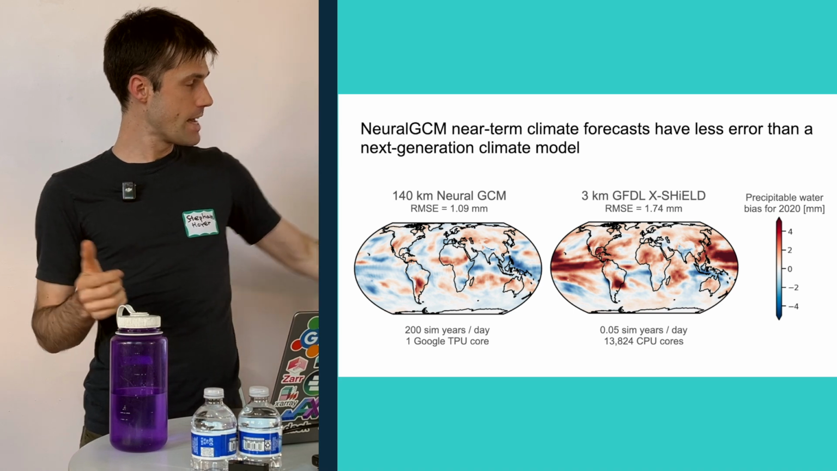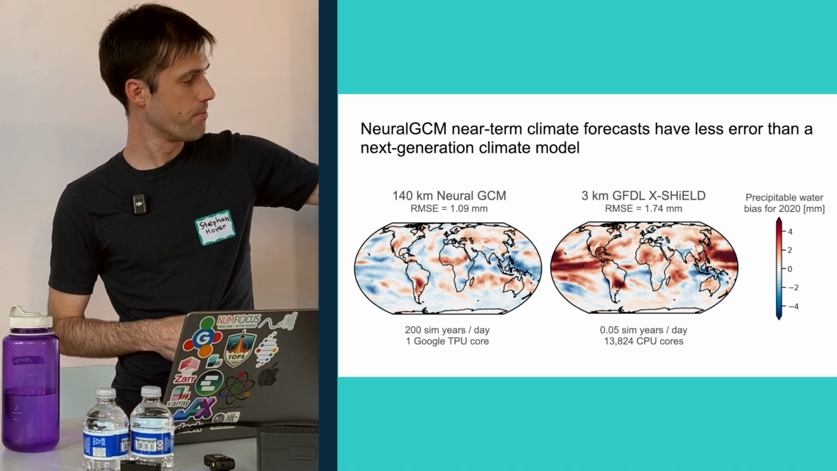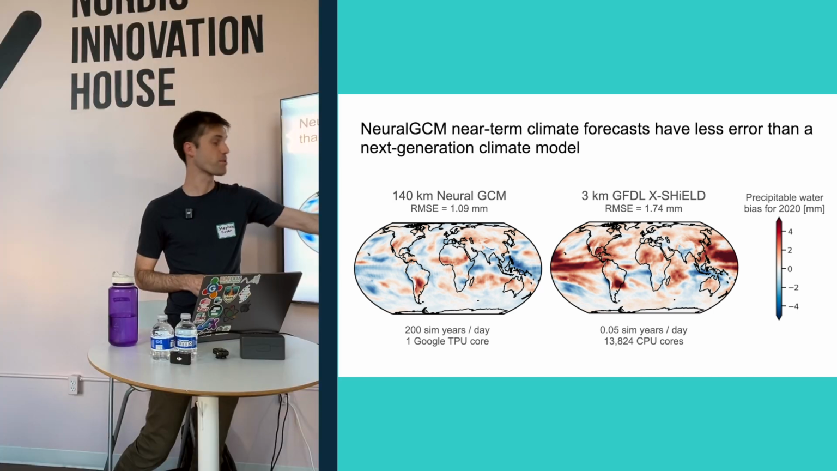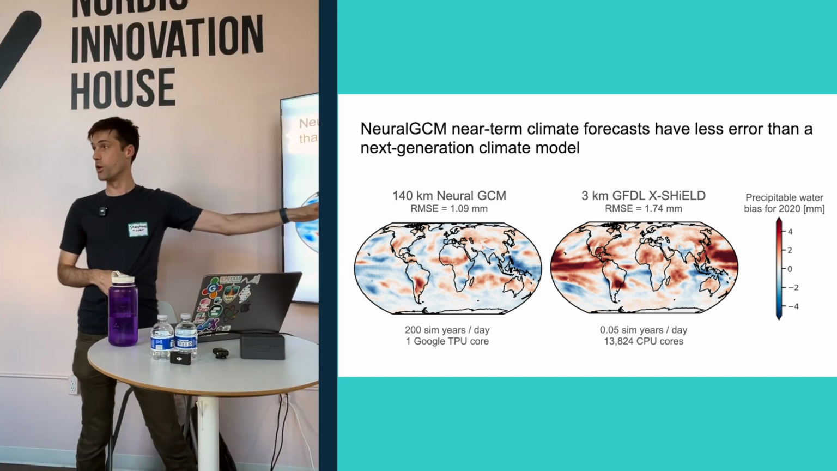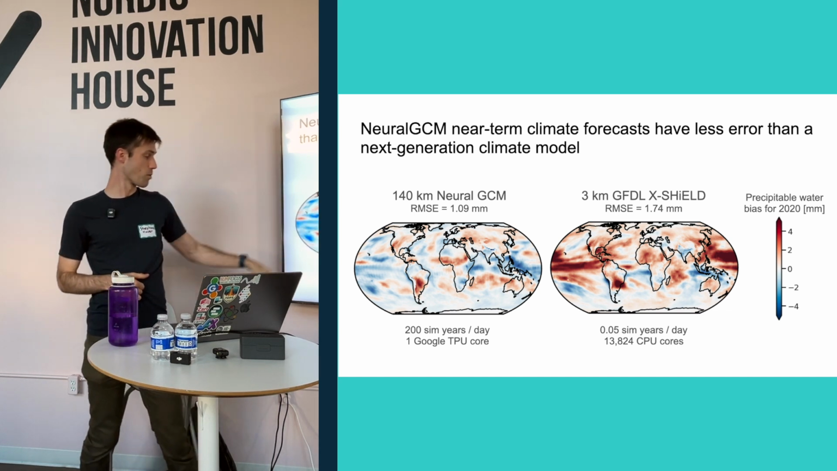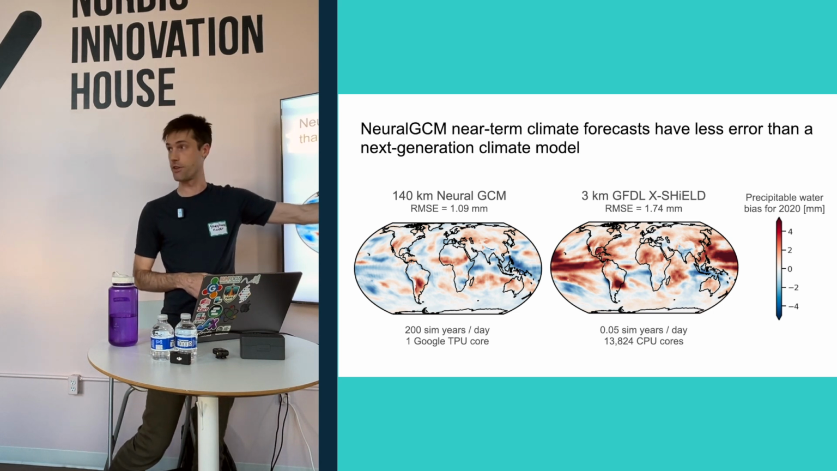And NeuralGCM can do this at about 20 simulated years per day. This other model does it at 5% of a year per day. So really slow. It takes a really long time. NeuralGCM is like 70,000 times faster. It runs on one Google TPU chip versus 13,000 CPUs. It's a pretty big cluster.